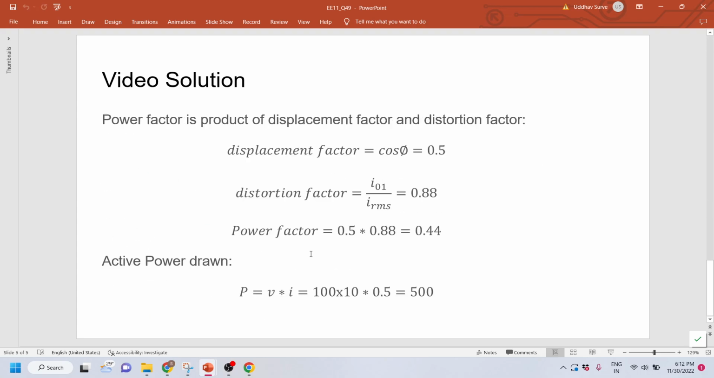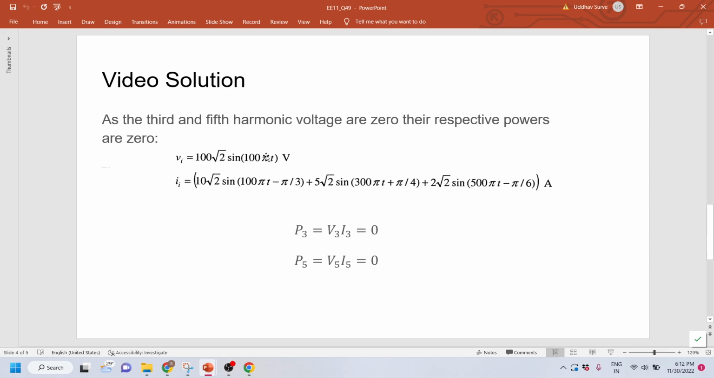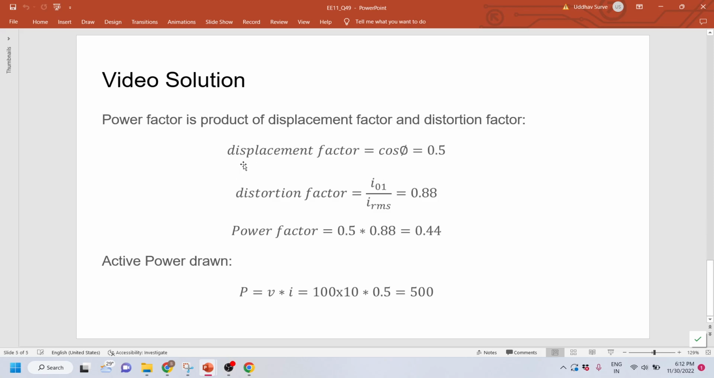Now active power drawn, like I said, if you multiply this V and I, the literal way, V into I, and when you multiply V and I and take the average of that, you should see what component remains there. You will find out that only the fundamental component remains for this question.